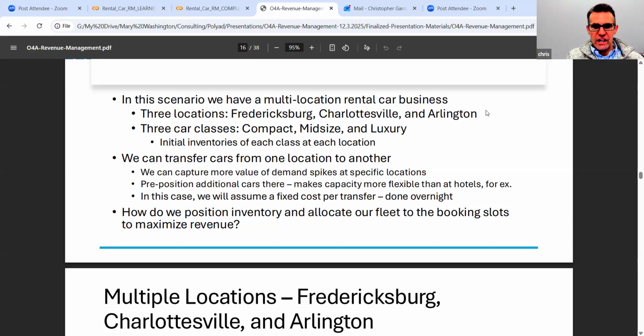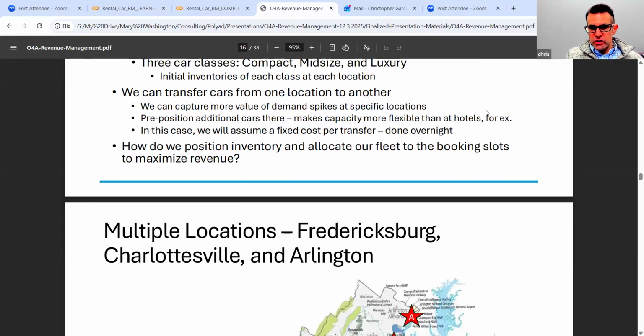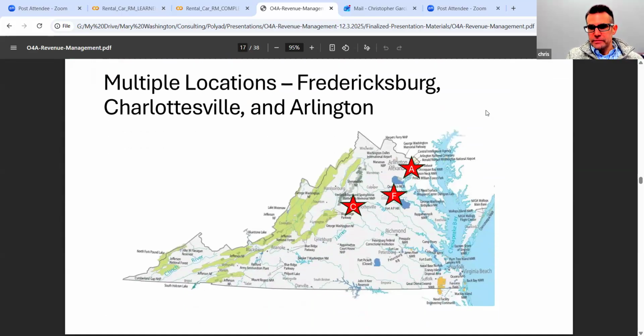And again, the question we're going to ask now is, how do we position our inventory and allocate our fleet to the booking slots? Just to showcase what we have here, this is Virginia, and we have our 3 locations, Charlottesville, Fredericksburg, and Arlington. With the demand spike, we're going to have to move cars around between locations in order to maximize the revenue we can have. We want to use our capacity as effectively as possible.